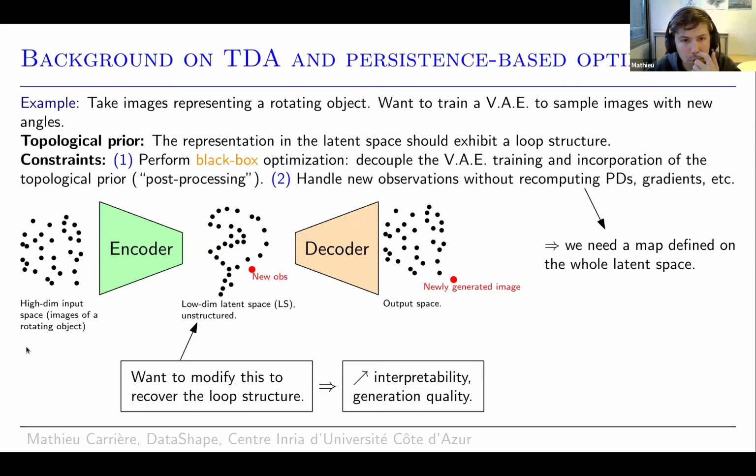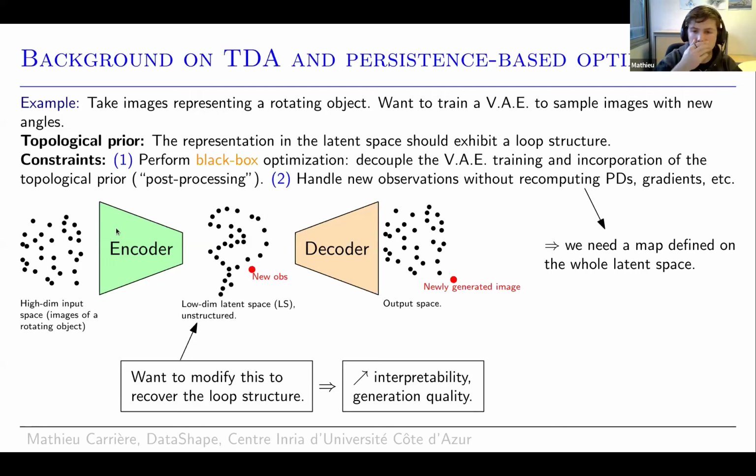And we also want to decouple the training of the VAE and the topological optimization. Ideally, someone gives me an already trained model with some latent space, and then I fix it with topological optimization without having to touch the model itself. I will treat it as a black box.